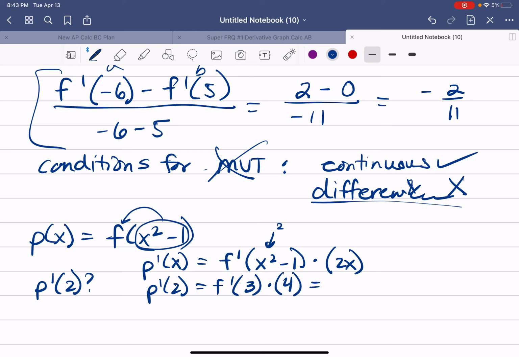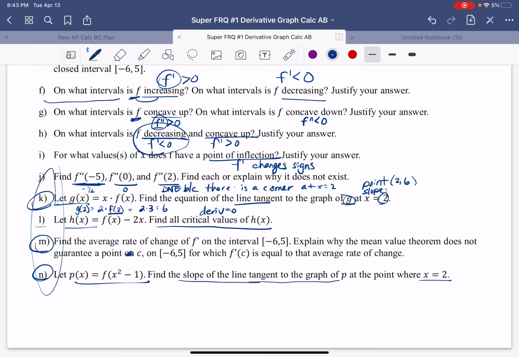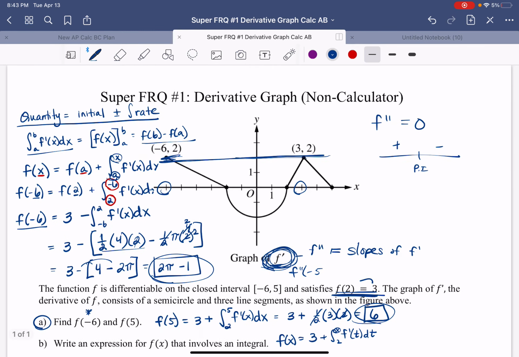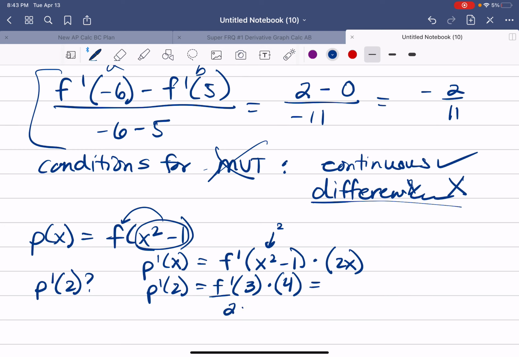So f prime of 3. If I want to know what f prime is, I'm going to look at my f prime graph. At 3, it has a value of 2. So it'll be 2 times 4, which is 8. And there you have it. There's the very first super FRQ.